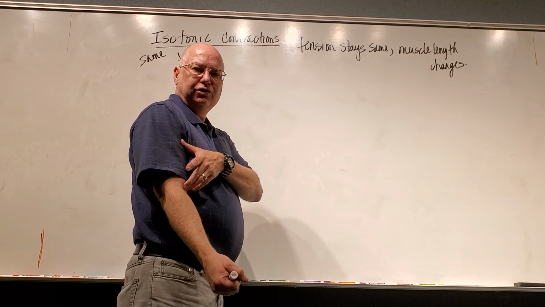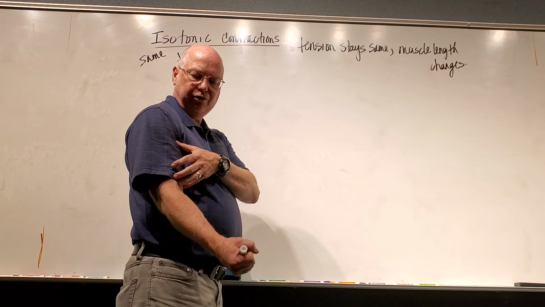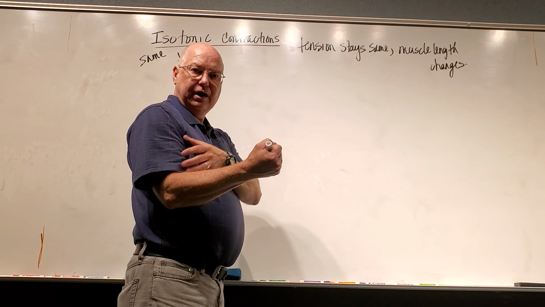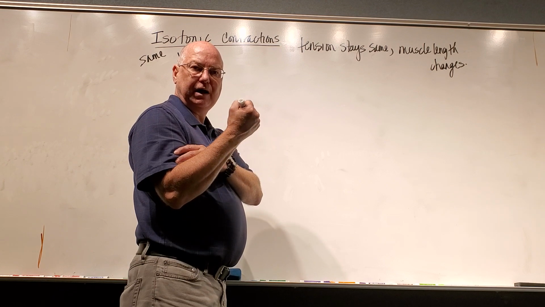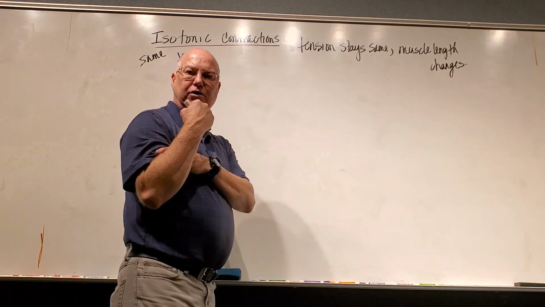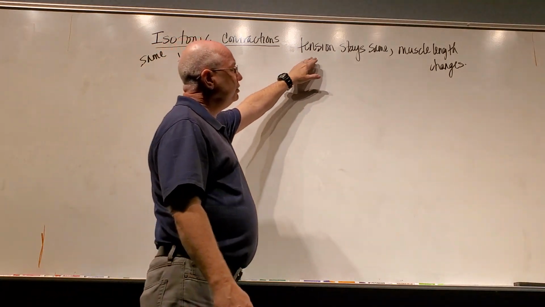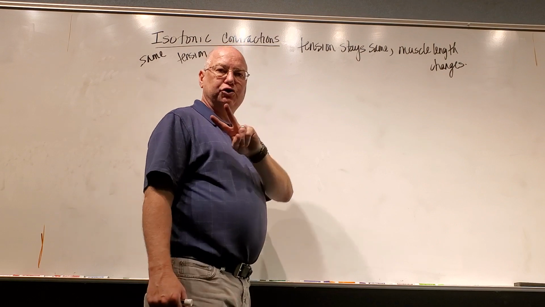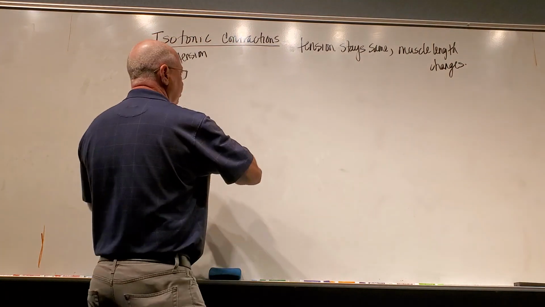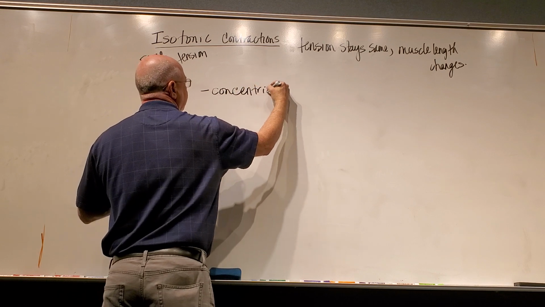Then what I need to do is start doing recruitment, increasing the number of active motor units. And once the muscle is moving and the tension is greater than the resistance and it's moving the desired amount, I don't need to increase the tension any longer. So once the tension overcomes the resistance, the tension can stay the same, and the muscle will change its length. There are two types of isotonic contractions. One is called concentric contractions.